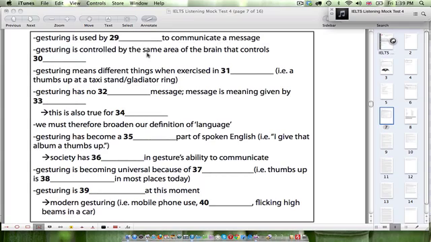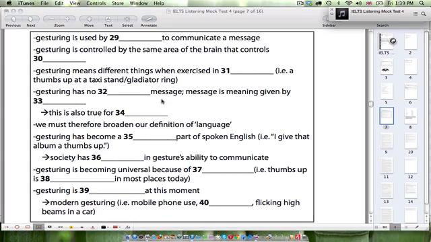Gesturing is controlled by the same area of the brain that controls, okay, listen for brain. Gesturing means different things when exercised in, and then we're given an example. The example probably appears in what we're listening to. Thumbs up at a taxi stand, a gladiator. Now turn to Section 4.